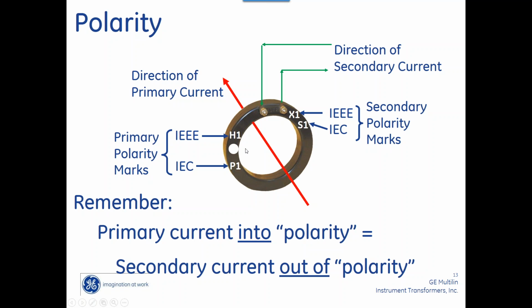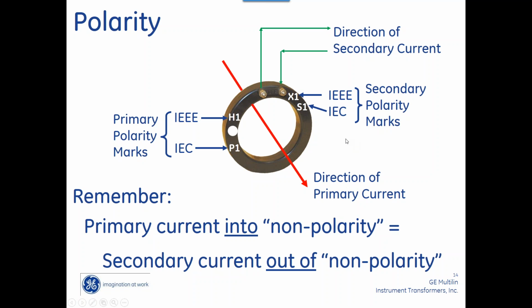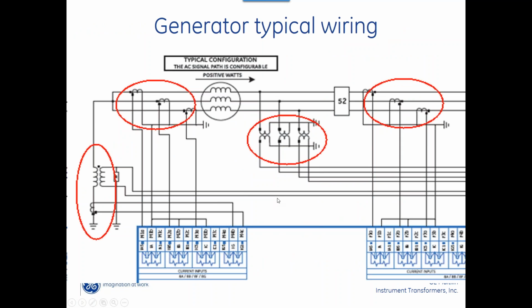In the US, we typically label this H1 for the high side. IEEE labels it P1. We typically label the secondary X1, and in Europe they label it S1. So if you've got the current going into the dot, it comes out of the dot on the secondary. So what happens if I have the current going backwards? Well, if the current's going into the CT backwards, then it's going to come out of the CT backwards. So you need to be aware of that. With electromechanical meters, it wasn't a big deal. With the new digital electronic meters, it is a big deal.